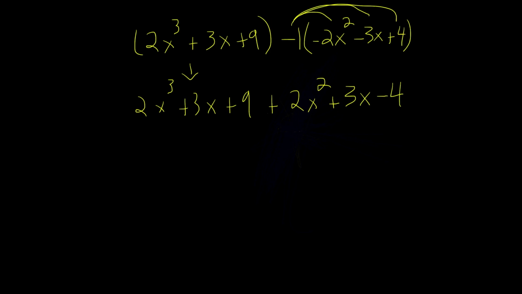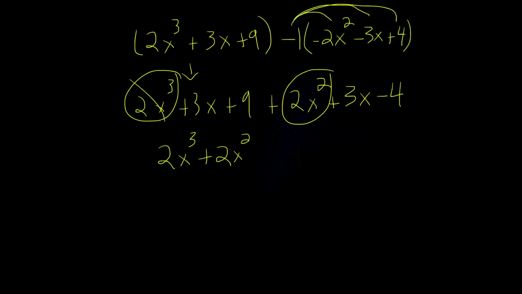So now that we have everything distributed, we could simply combine like terms and simplify this. Well, what's our greatest degree? 2x to the power of 3. And if you look around, there's no other terms with a degree of 3. So this is just going to stay the same. We can't combine this with anything because there's no other like terms to 2x to the power of 3. And same goes with 2x squared. There's no other terms with a degree of 2. So we're just going to write this as is.